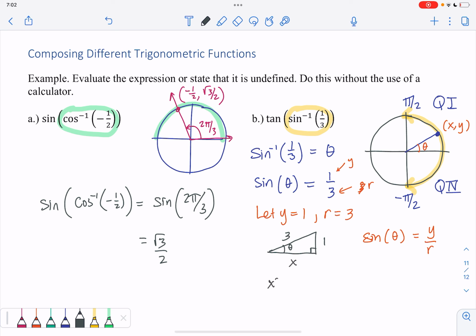So I have x squared plus 1 squared equals 3 squared. So x squared is 8. And x equals 2 root 2.